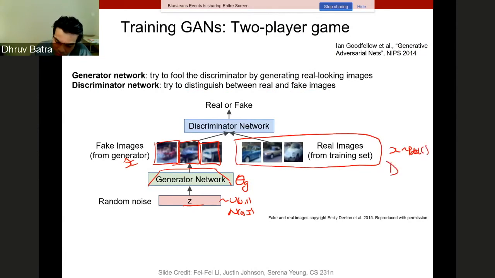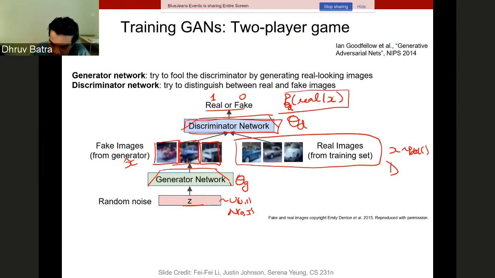We are going to feed these one at a time into a discriminator neural network, which has parameters theta d for discriminator, and it is going to perform a classification where real is class 1 and fake is class 0. It's going to assign this probability, P real given X and X tilde. We can feed in any input, and this has parameters theta d. So that's this second neural network here.